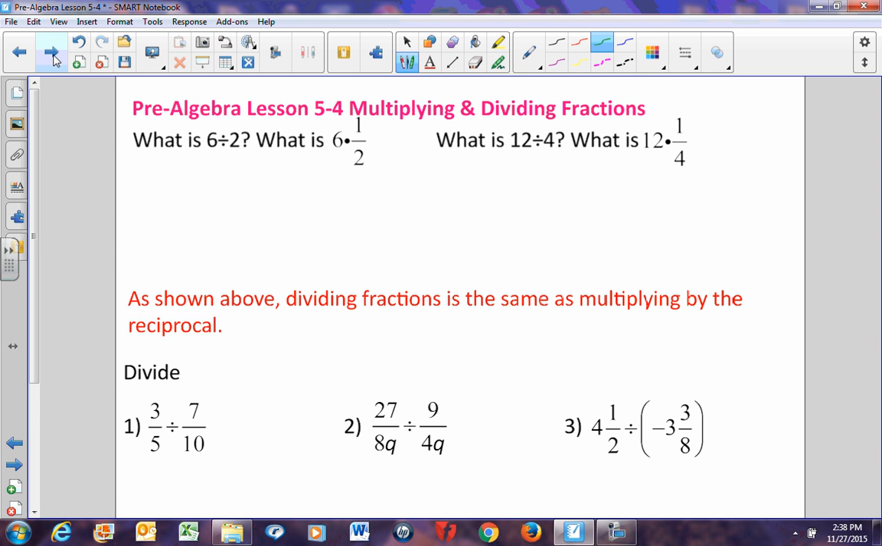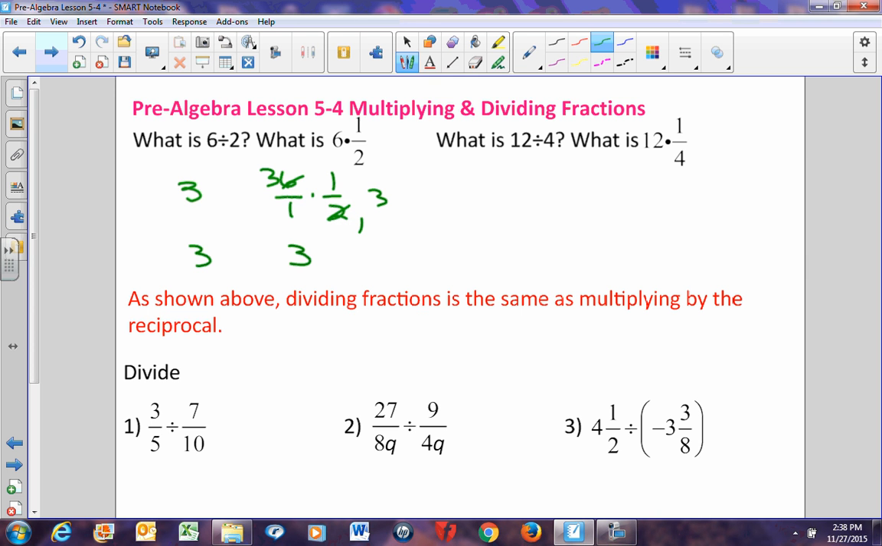Now, let's take a look at something. What is 6 divided by 2? 6 divided by 2, that's 3. What is 6 times 1/2? Well, 6 over 1 and 1 over 2. It goes into, oh look, it's 3. Okay, so this one's 3, this one was 3.